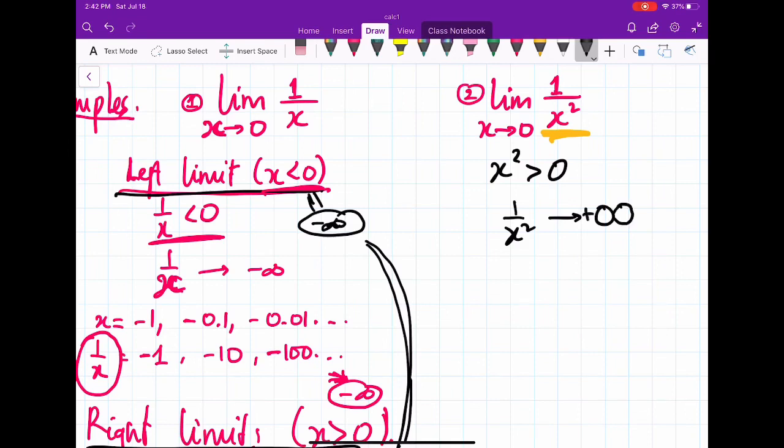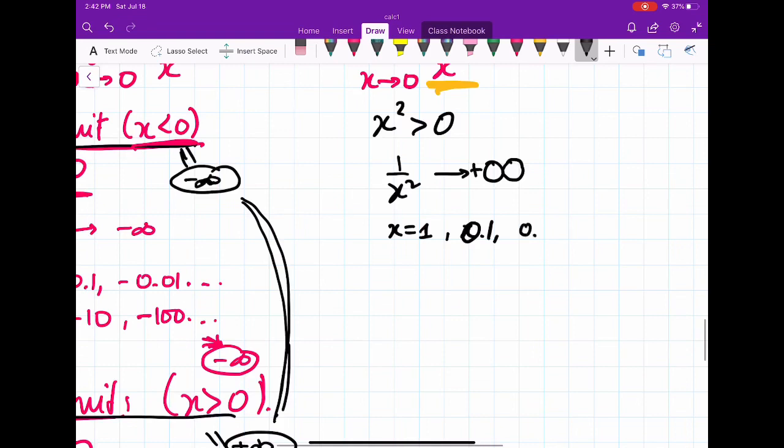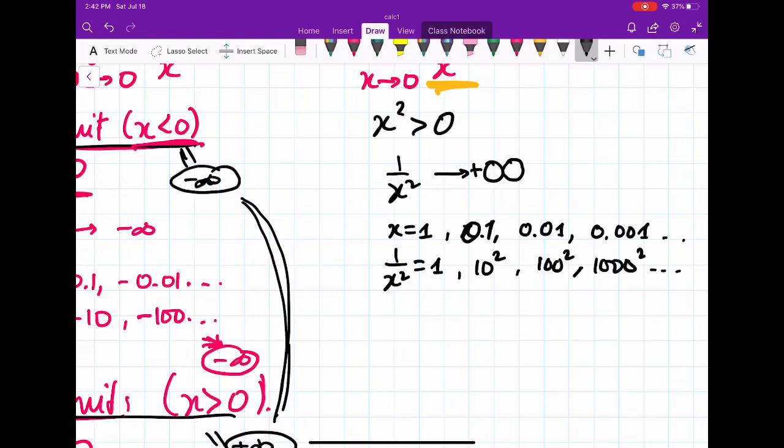How can we see that? You can see the following one. I can pick x equal to 1, and then 0.1, 0.01, 0.001, and so on. So what is 1 over x squared? Is 1. So you have 10 squared, you have 100 squared, you have 1000 squared, right? You see, the number just increases to infinity. That is about when x is bigger than 0.